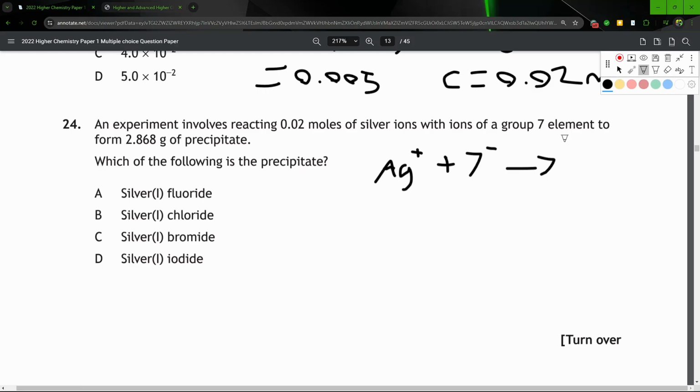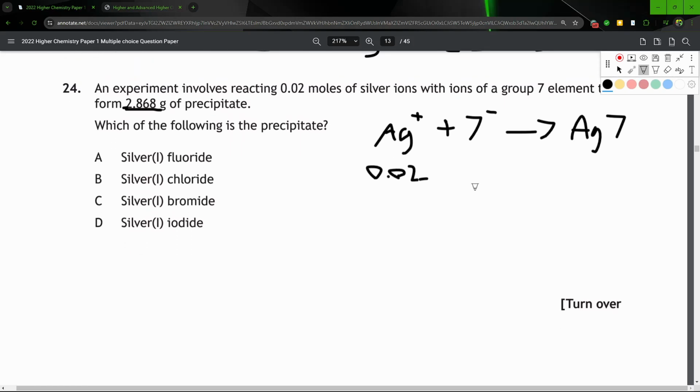Silver. So what we need to do here is figure out what would produce 0.02 moles of silver. How would it produce 2.86 grams of precipitate? So if this is 0.02 moles here, we're producing one molecule that would be Ag 7, right? 7 is our standard for a group 7 element, and we'll have 0.02 moles of that. So using this, since we've formed 2.86 grams of precipitate, we can work out its formula mass.